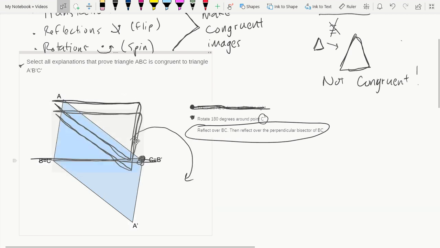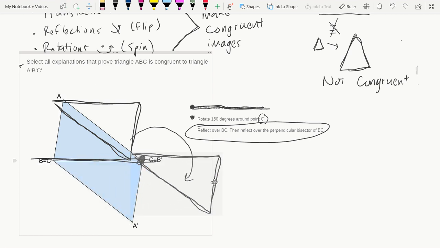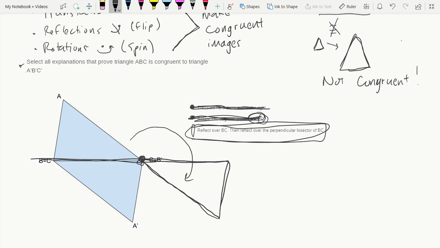So now notice, if it had rotated around a different point, it might have ended up in the right spot, but it didn't. It wanted me to rotate around point C, which would be there. That doesn't work. Man, the point is so important, okay? So because it's point C, that's not going to work. Man, you guys can see how easy it is to get tricked on this thing. I basically got tricked on it. So this is the one that you want: reflect over BC, then reflect over the perpendicular bisector.